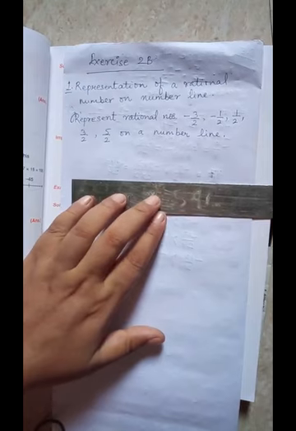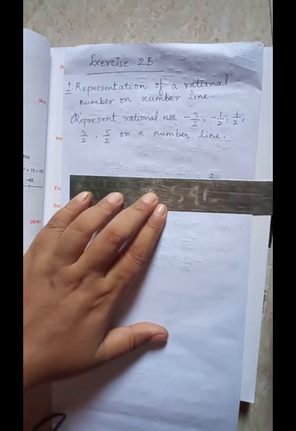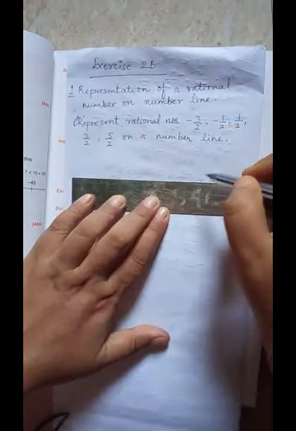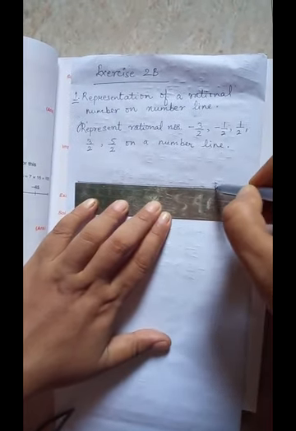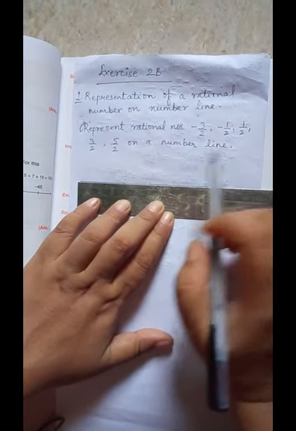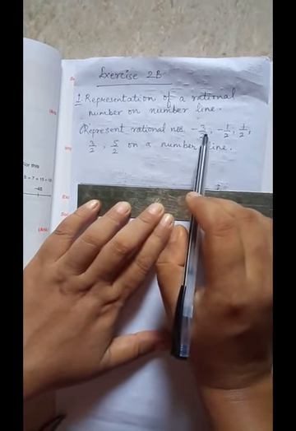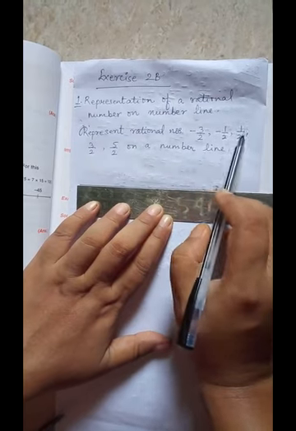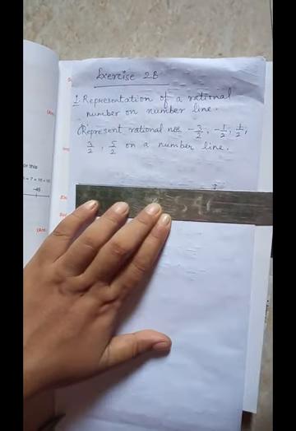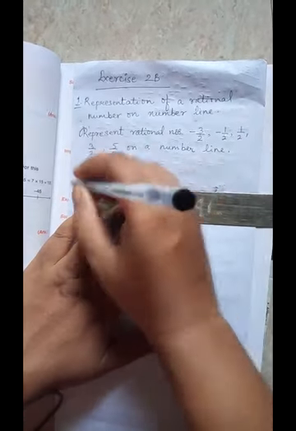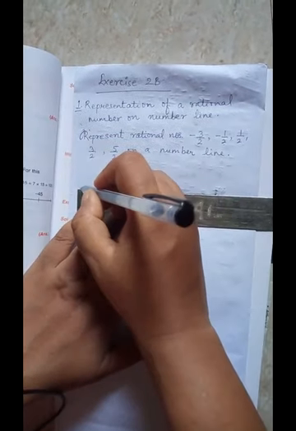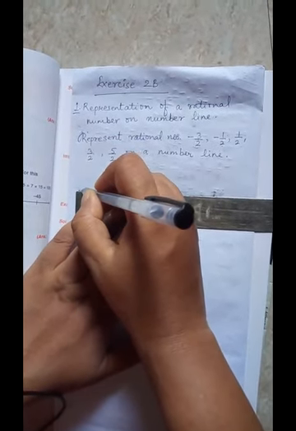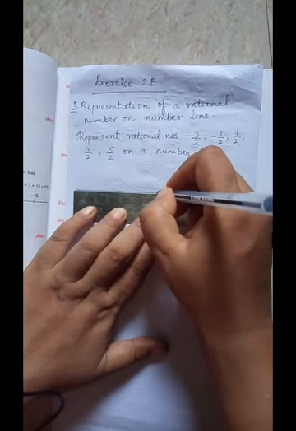So what we have to do, first we will draw a line of suitable length. So this is the line of suitable length. So here you can see how many numbers are there. 1, 2, 3, 4, 5. 5 rational numbers we have to represent over here. And here the denominator is 2. So what you do, you divide this whole line into 0.5 centimeter parts.